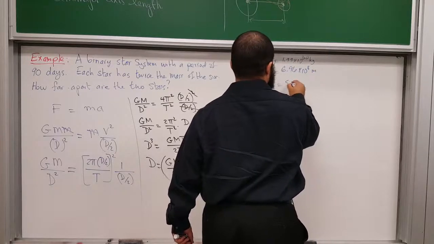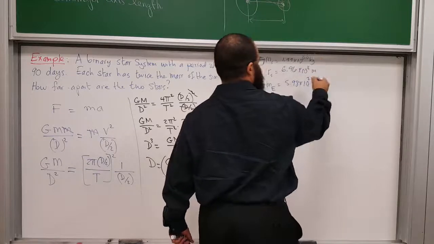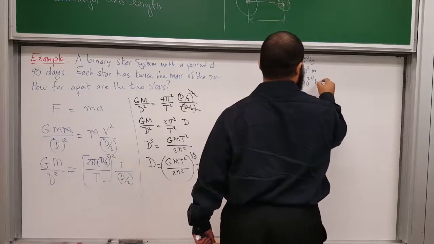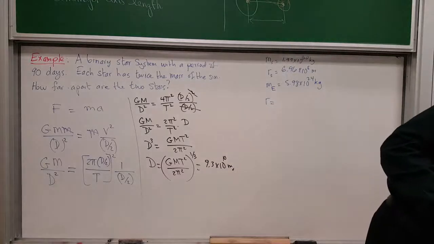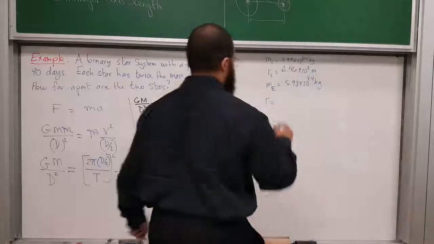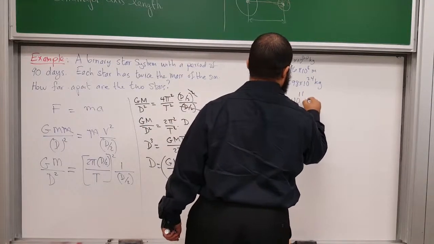The mass of the Earth is 5.98 times 10 to the 24th. You see, the Sun is much more massive, about a million times. And then the distance from the Sun to the Earth is 1.5 times 10 to the 11th meters.